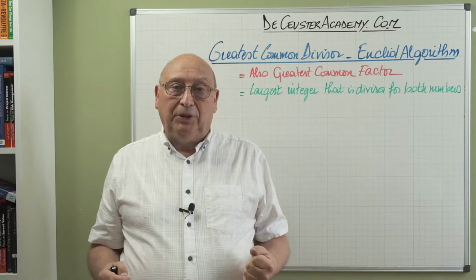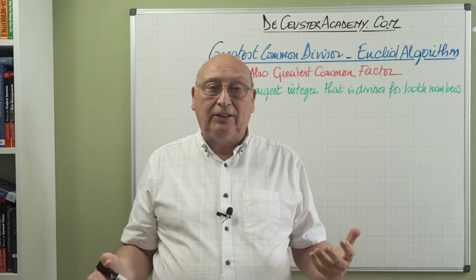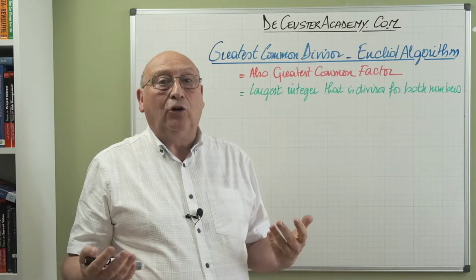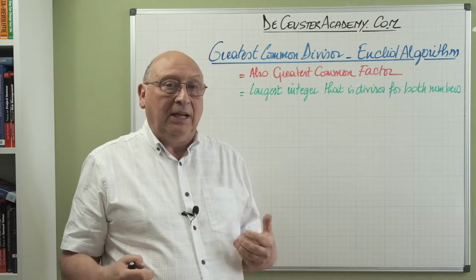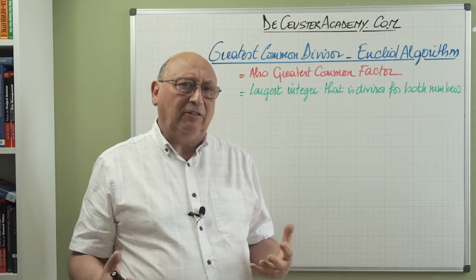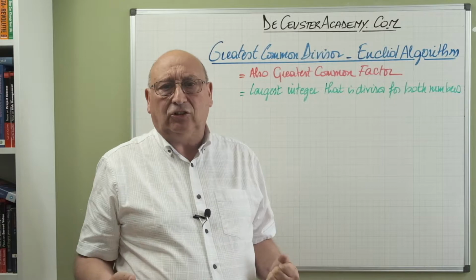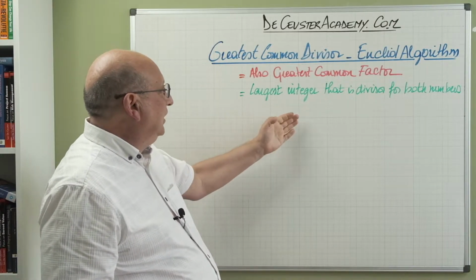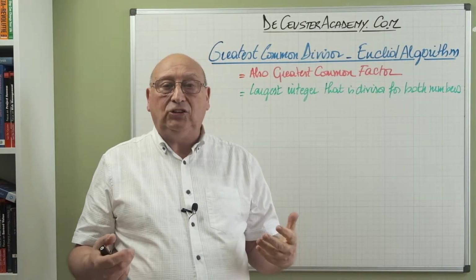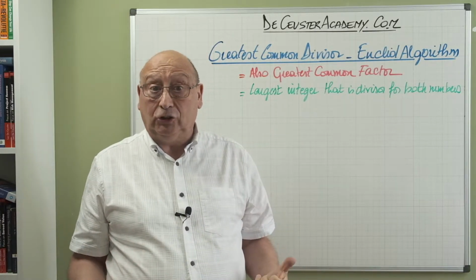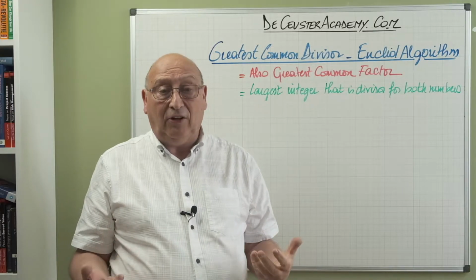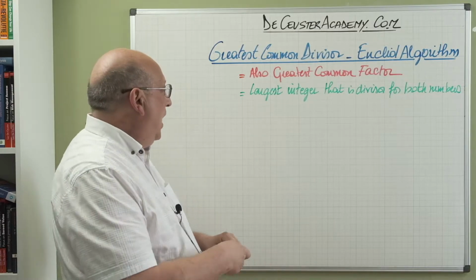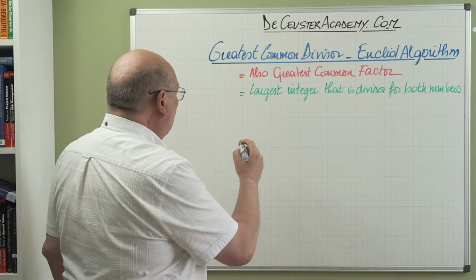The greatest common divisor, also called the greatest common factor, is a very important concept, and the Euclid algorithm is what we are going to use. But first, let's have a look: what is the greatest common divisor? The greatest common divisor is the largest integer that is a divisor of two integers, and we have to find it. We can find it in different ways. Let's start with an example of how we can do this the classical way.